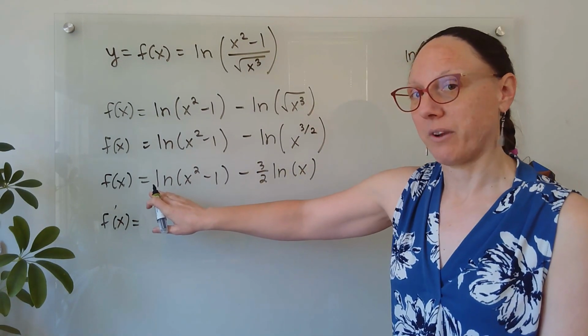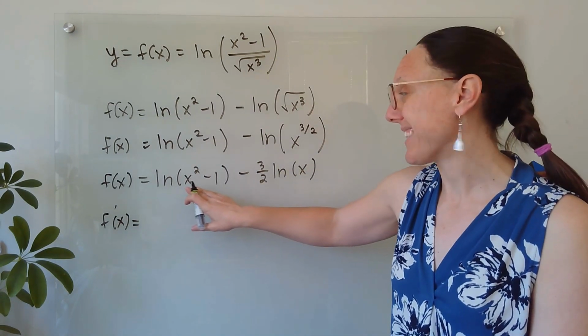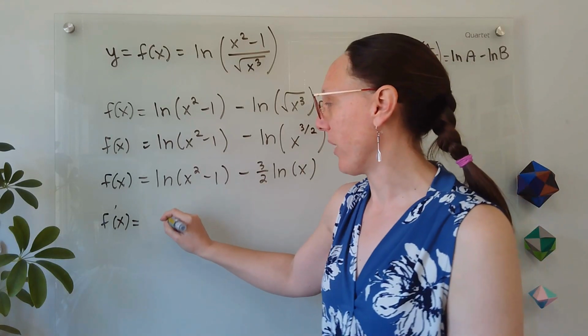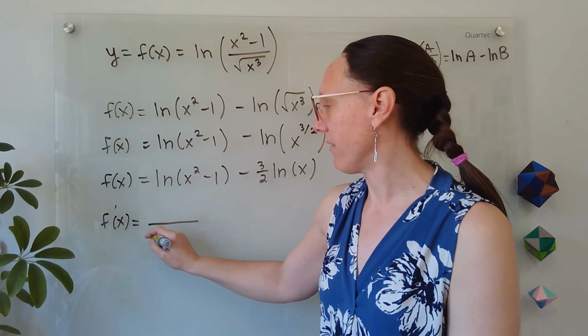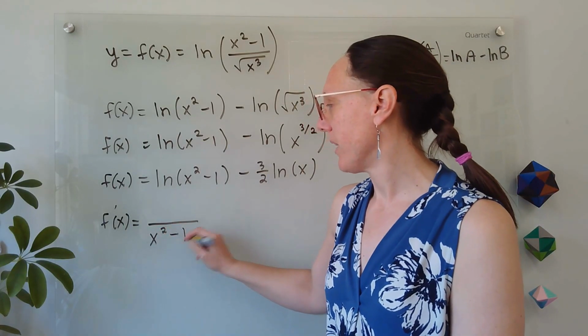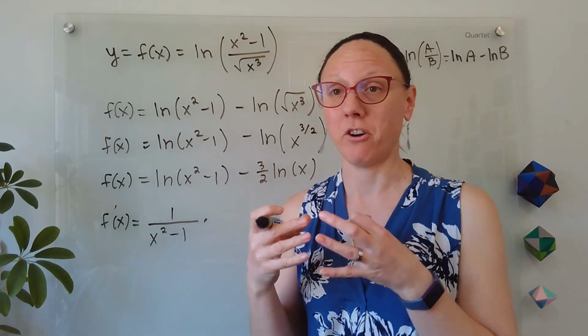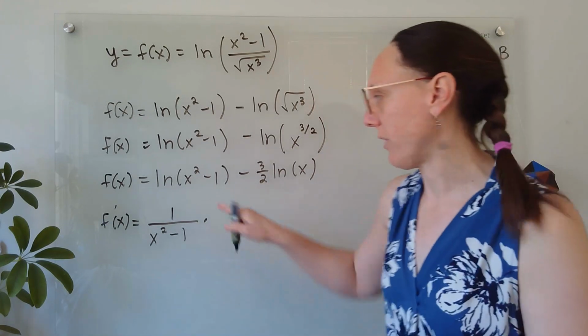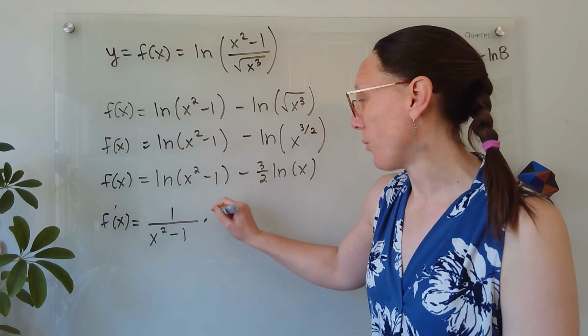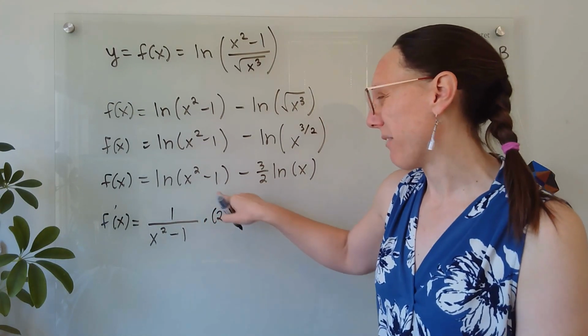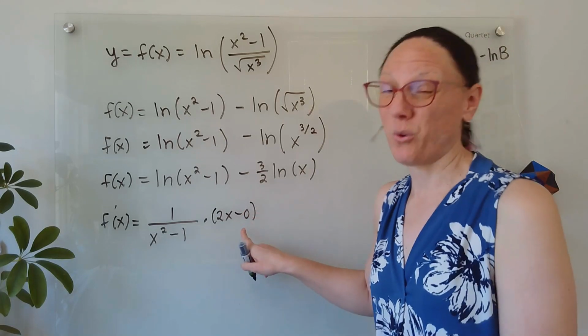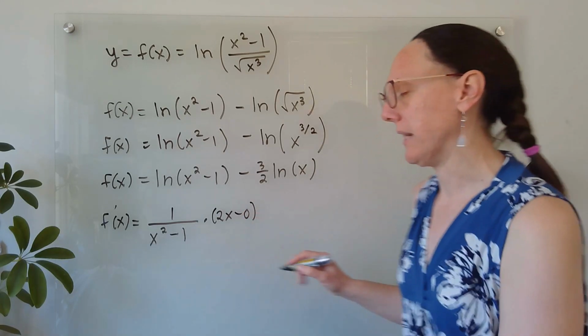Whenever I'm looking at the derivative of the natural log of something, I end up with 1 over the something, and then the chain rule says I need to multiply by the derivative of the function inside. In this case, my derivative of x squared is 2x, and the derivative of -1 would be 0. I don't have to write the 0, I'm doing it for completeness.